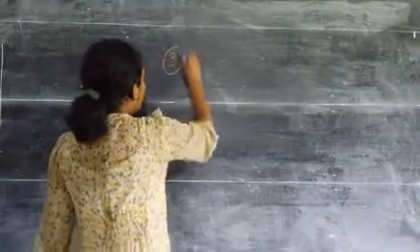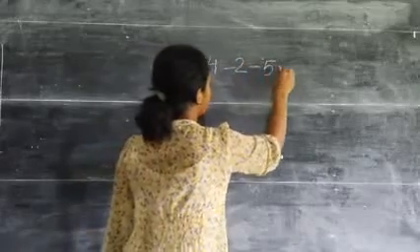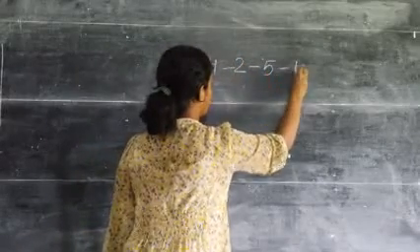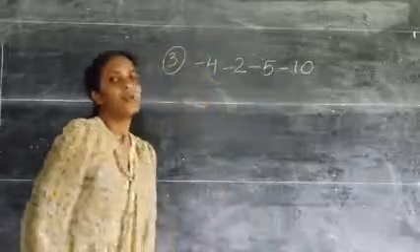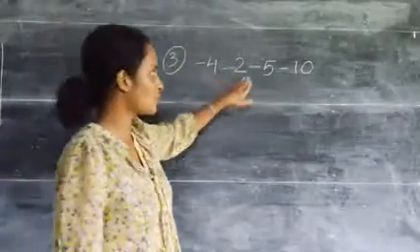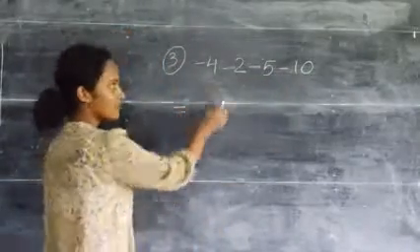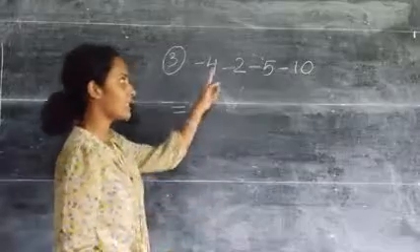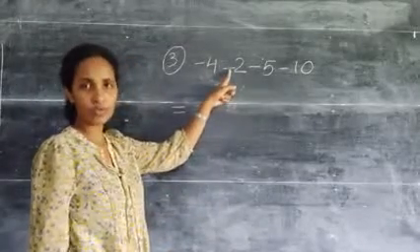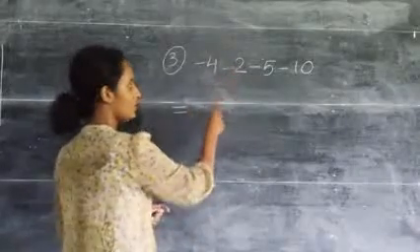One more example. Now look at this example. How many numbers? Again, 4 numbers. 1, 2, 3, 4. 4 numbers. Right? How do we solve? First take the first 2 numbers. 4 and 2. Look at the sign. Minus, minus. What do we do? Plus. Because of the rule, right? Minus, minus, plus. So 4 plus 2, 6.